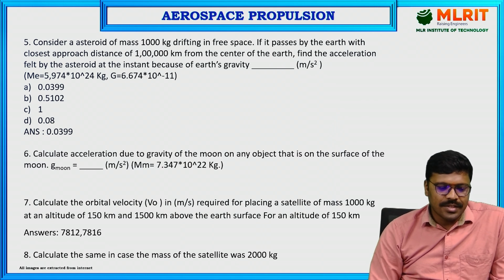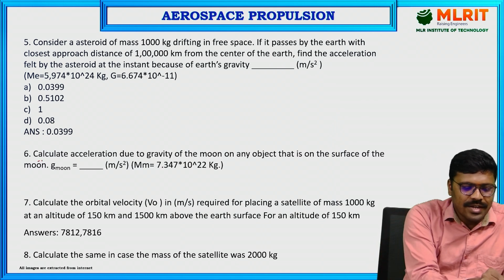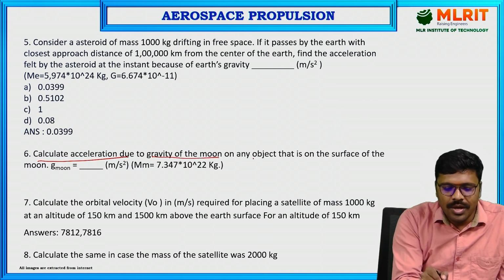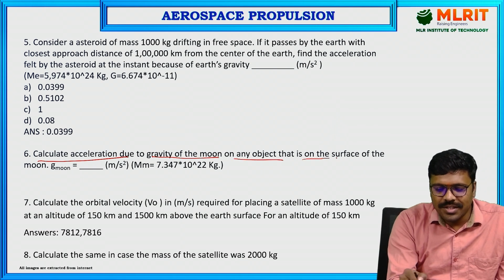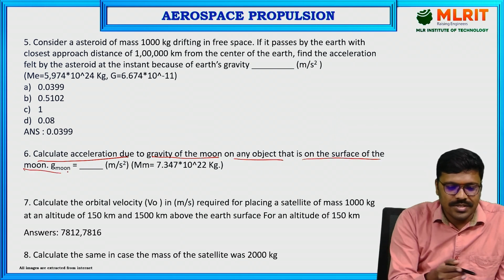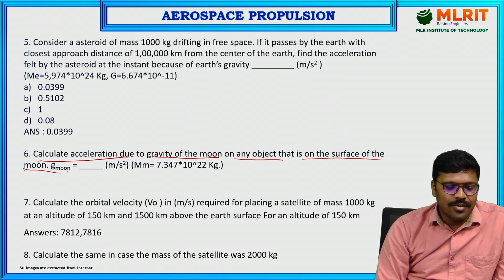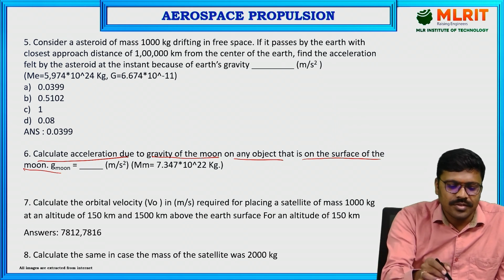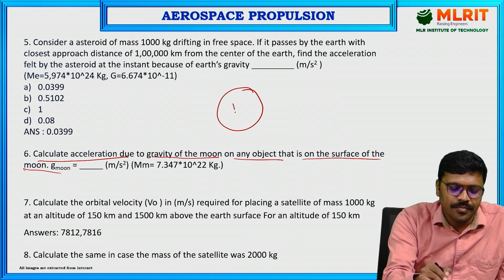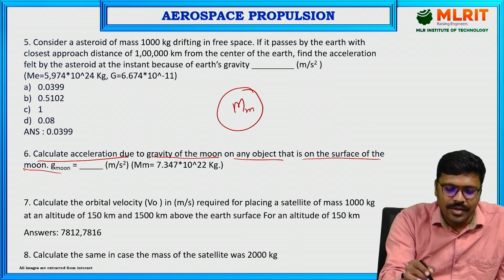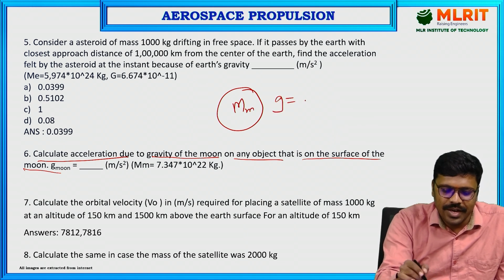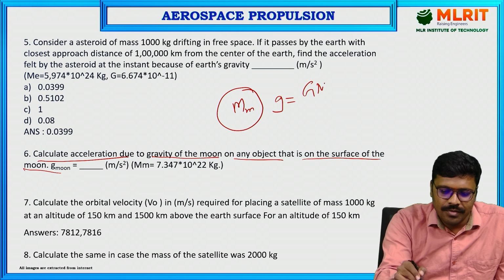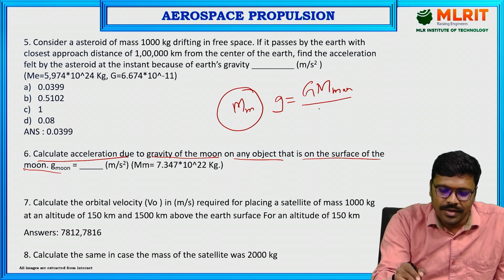Okay, next problem. Calculate the acceleration due to gravity of the moon on any object that is on the surface of the moon. The same formula. Now he is asking to calculate the acceleration due to gravity on the moon surface, so now I will consider the moon. What is the formula for acceleration due to gravity? Capital G into mass of the parent planet. What is the parent planet here? Moon. Capital G M by r square.